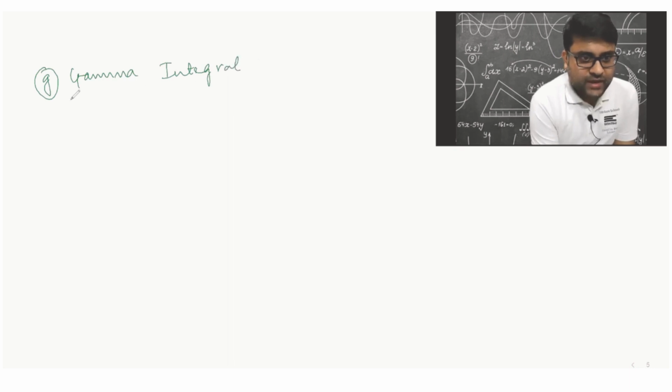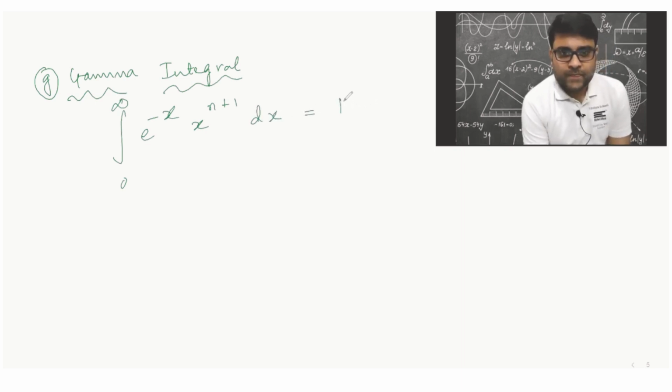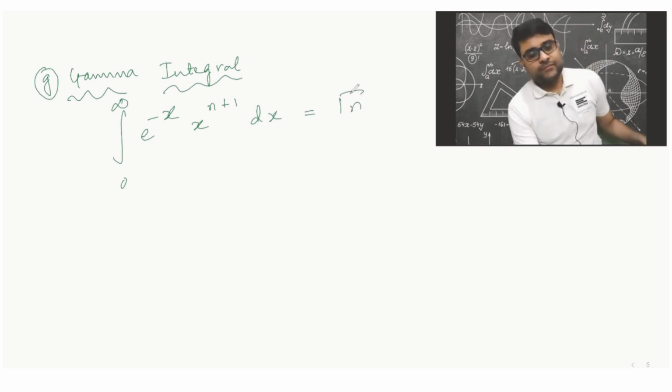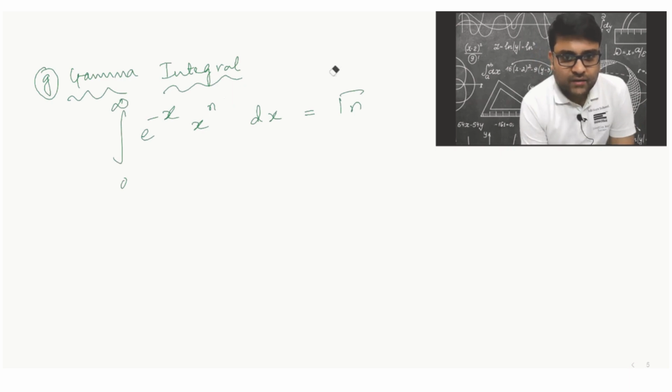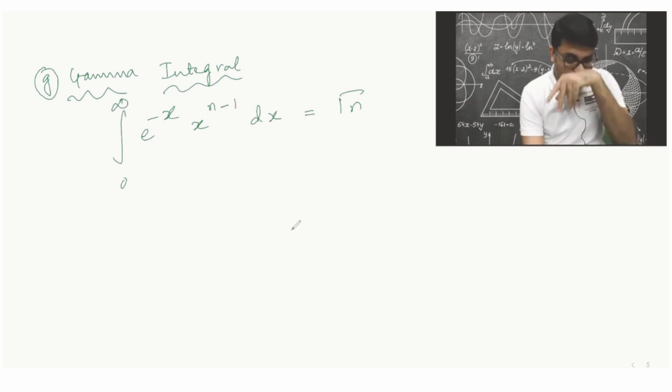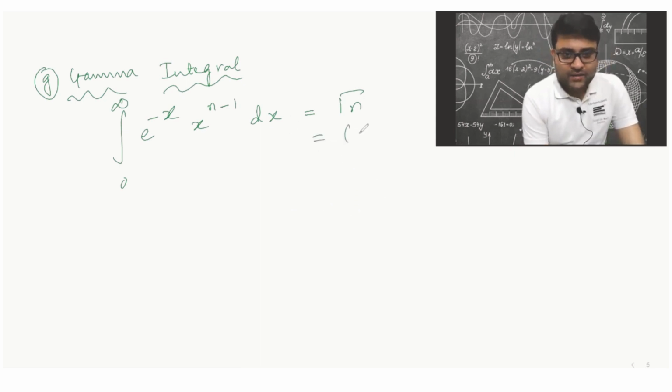This we'll probably do in the next class. Gamma integral is basically integration from 0 to infinity of e to the power minus x, x to the power n minus 1 dx, which is equal to gamma n. Gamma n is basically (n minus 1) factorial.